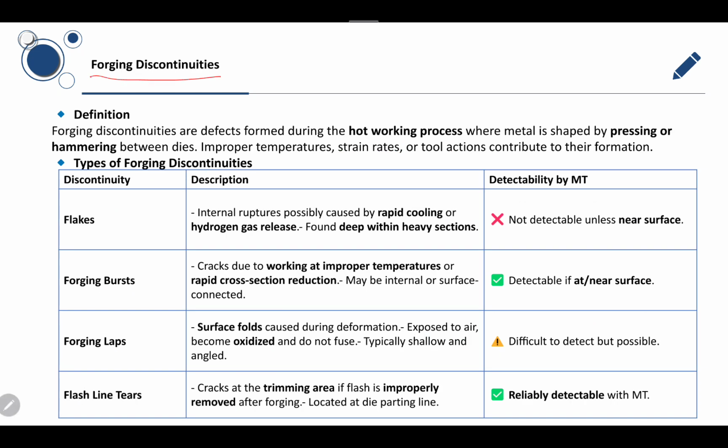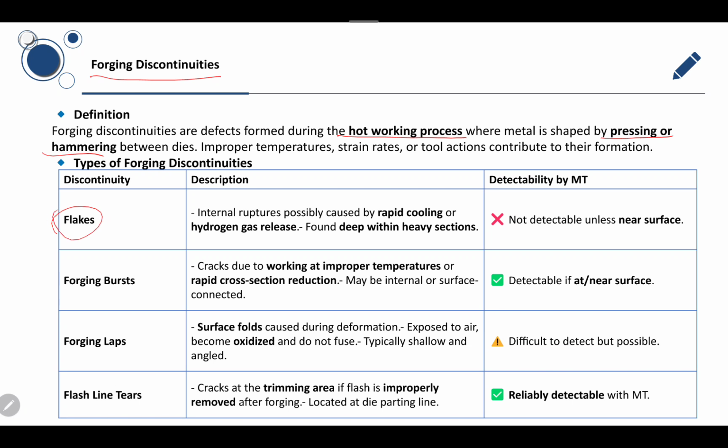Next, forging discontinuities. Forging discontinuities are flaws that form during the hot working process where metal is shaped by pressing or hammering between dies. Improper temperatures, strain rates or tool actions are common causes. Here are some types and their MT detectability.